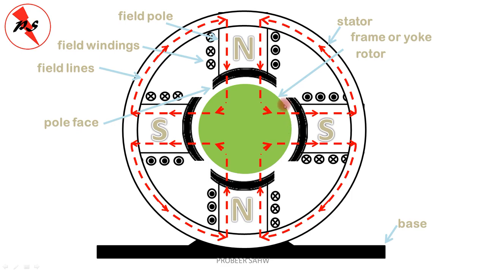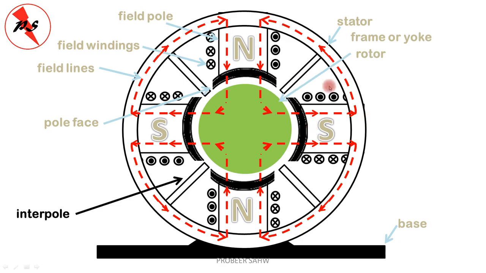Now on this rotor we have to put an armature winding for the function of the DC machine. Before that, please understand that there are certain structures like this, called interpoles, also present on the inner periphery of this frame or yoke of the stator. The role of interpoles will be taken up in some other discussion at some other point of time.